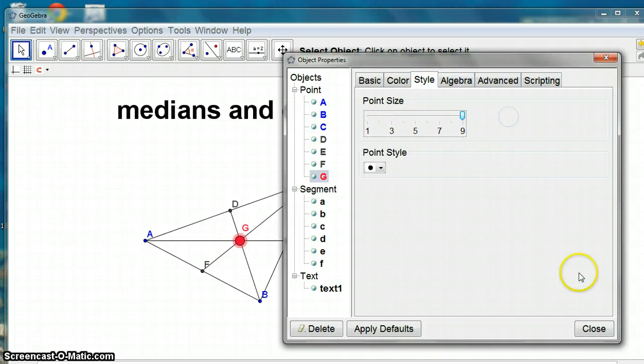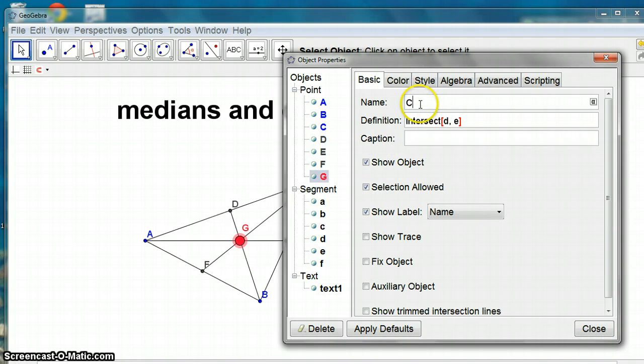Now what's that one called? Centroid. So let's just call it the centroid. I spelt that right? Hope so.